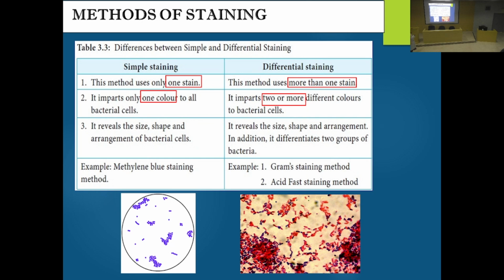The second is differential stain. From the name itself, it is used for differentiating. Here in this picture, you can see two different types of bacteria. One is red in color, the other one is purple or dark blue in color. An example of this differential stain is the gram staining method. I think you have come across gram stain, right? Based on the gram staining method, you can look at the size, shape and arrangement of the bacteria.